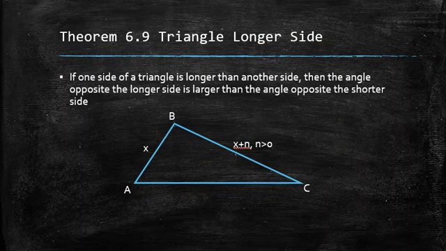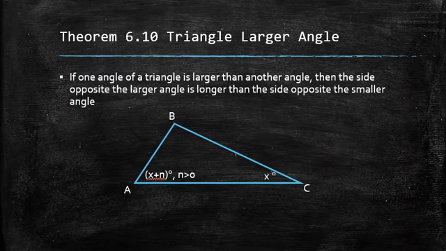The triangle longer side theorem states that if one side of the triangle is longer than another side, then the angle opposite of the longer side is larger than the angle opposite the shorter side. For example, if segment AB is some value x, and segment BC is some value x plus some value n, as long as n is greater than 0, then we know that angle A, which is opposite of segment BC, is larger than angle C, the angle opposite of segment AB.